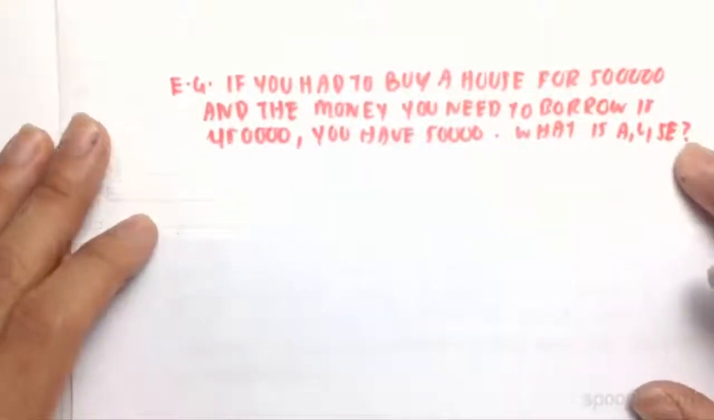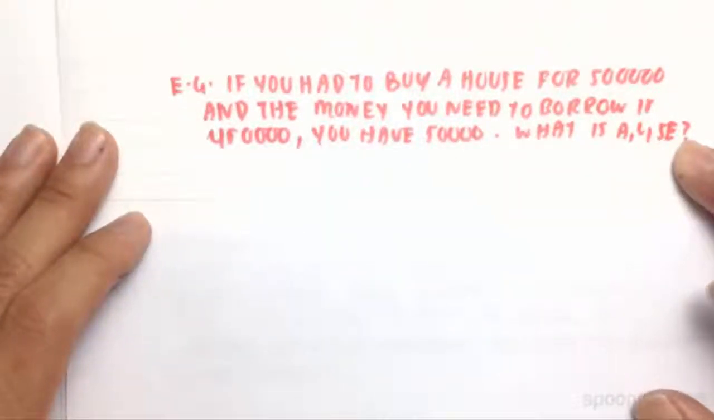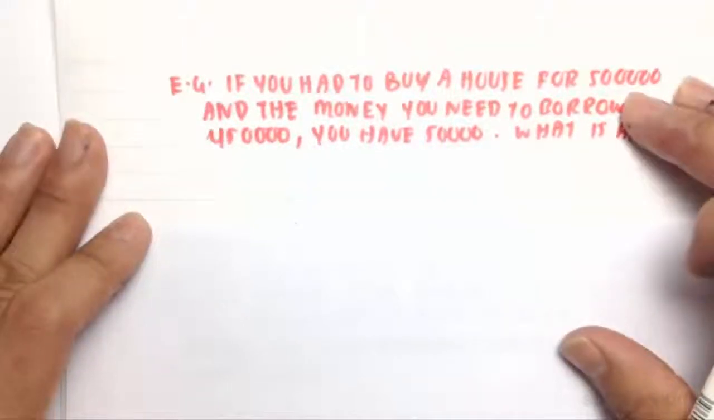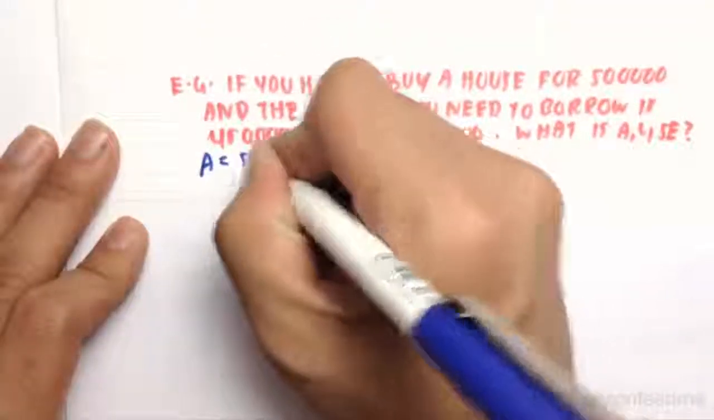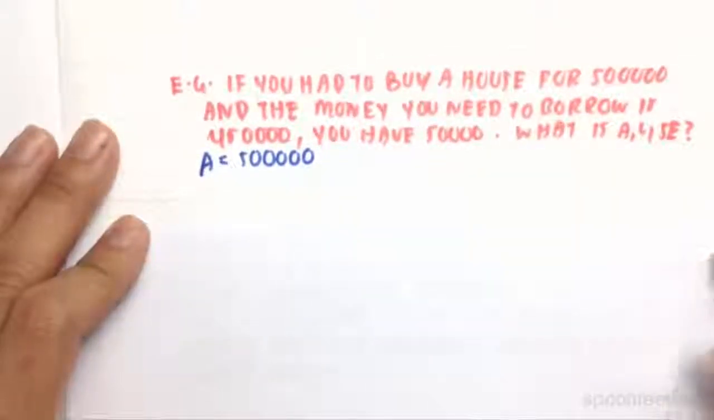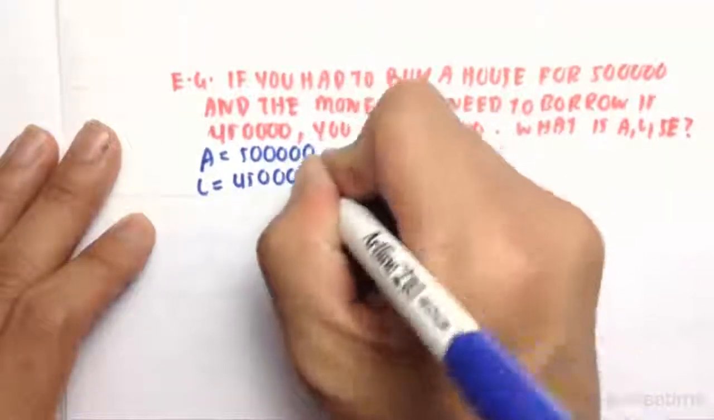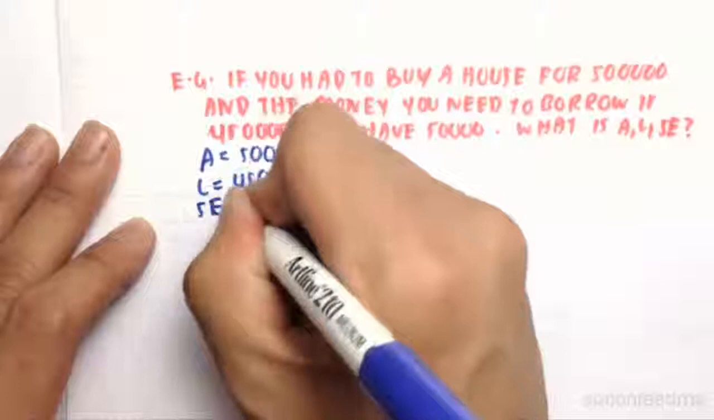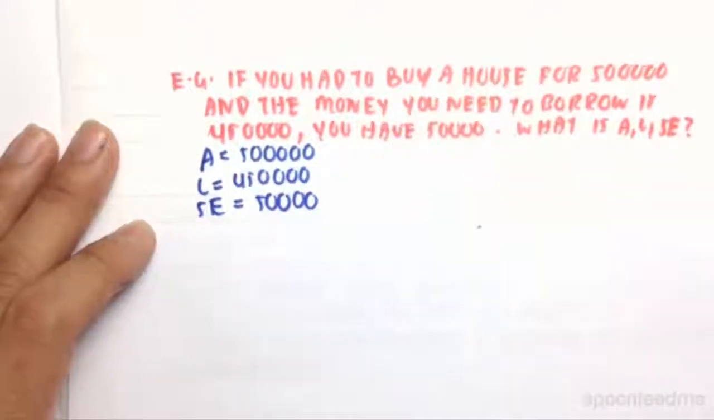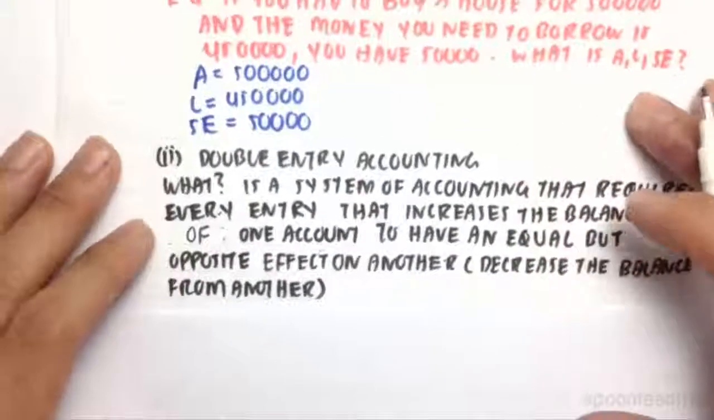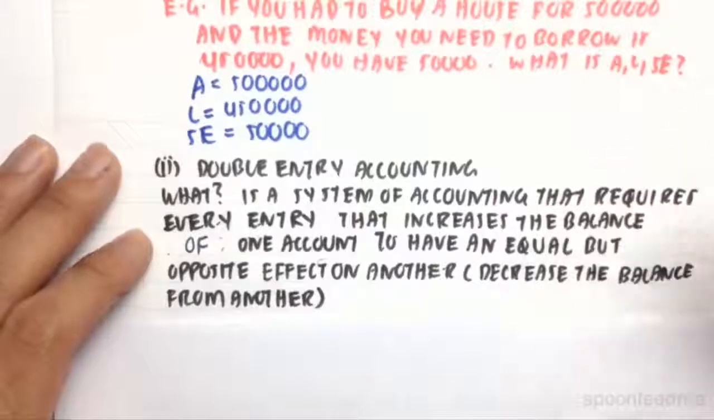Okay, so I'll give an example. If you had a house for $500,000 and the money you needed to borrow to get that house was $450,000 and you have your own money of $50,000, what are your assets, liabilities and shareholders' equity? Your asset is the house, which is worth $500,000. That's the historical cost of it. Your liabilities is how much you've borrowed externally, so that's your $450,000. And then lastly, your shareholders' equity is the $50,000 that you have of your own. It can also sometimes be called owner's equity or shareholders' equity.